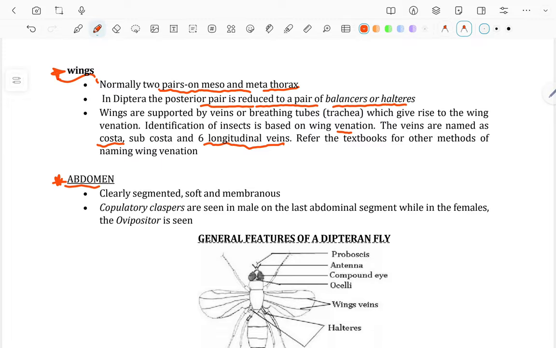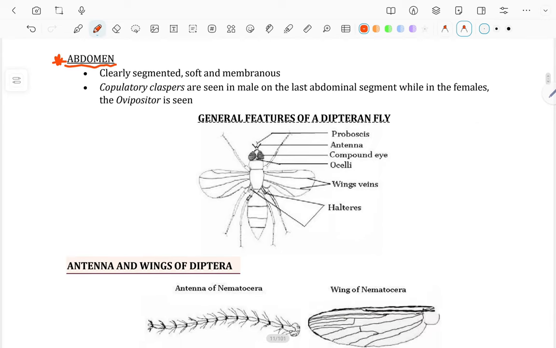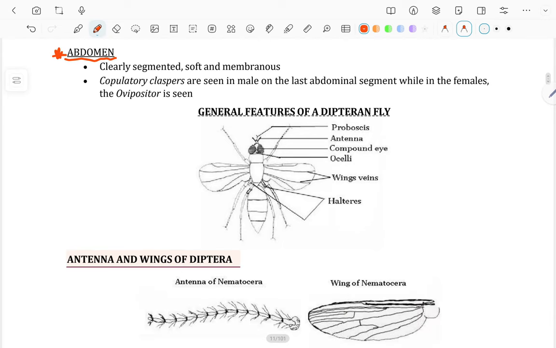Abdomen. The abdominal segments are soft and membranous. Copulatory claspers are seen in the male on the last abdominal segment, while in the female the ovipositor is seen.